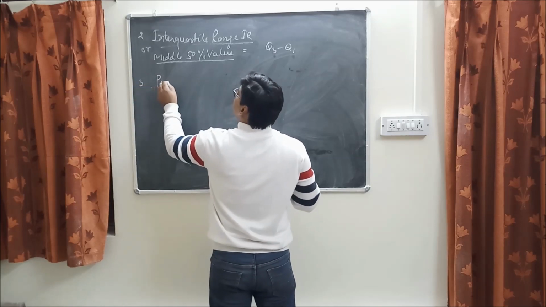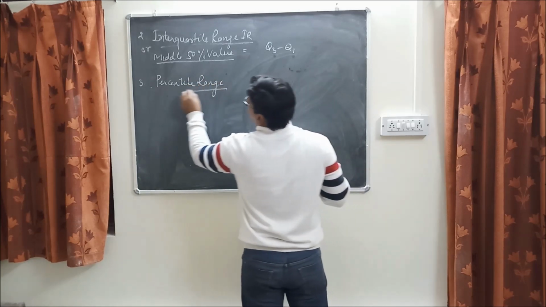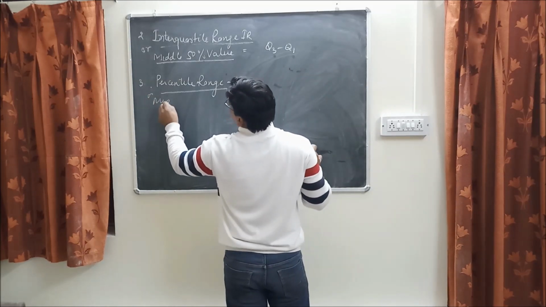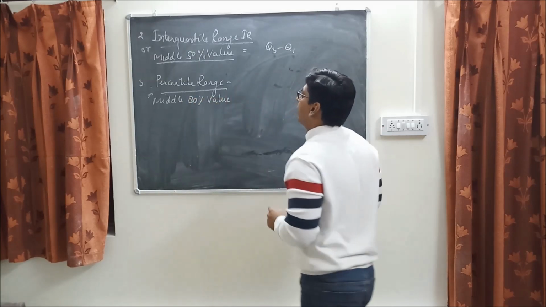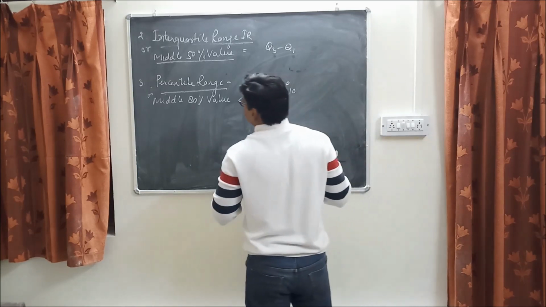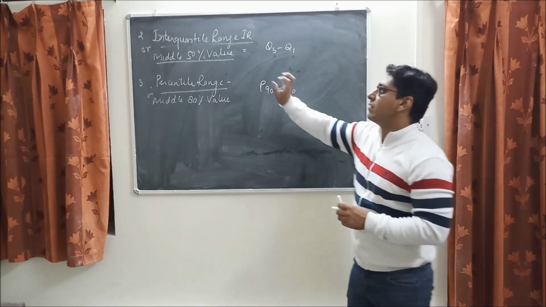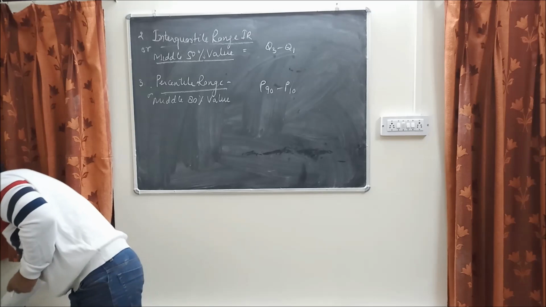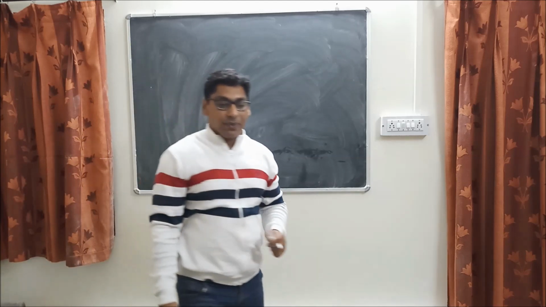Third, percentile range. In percentile range, or we can say middle 80% value, P90 minus P10. So for the calculation of percentile range, use P90 minus P10, and for the calculation of interquartile range, Q3 minus Q1. Let us see this with another example.